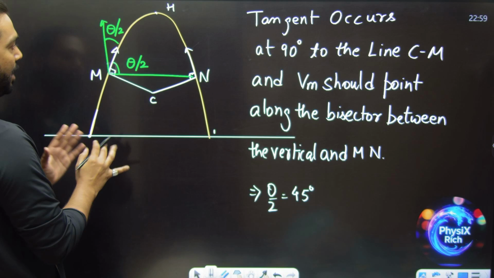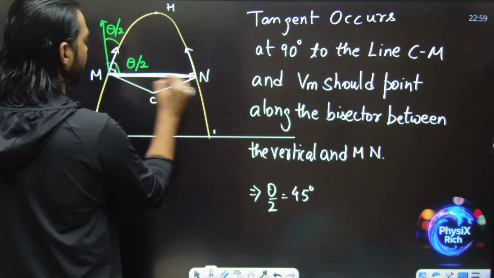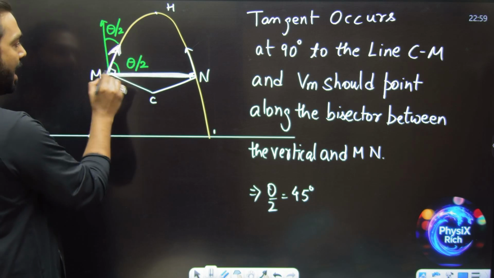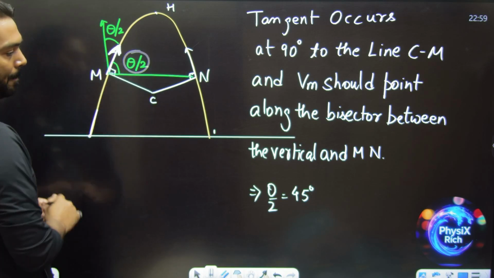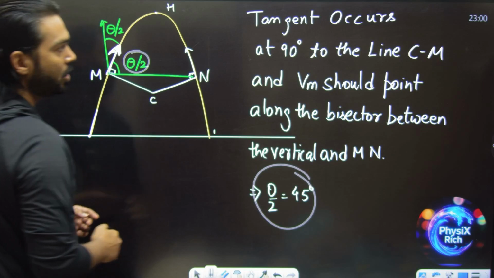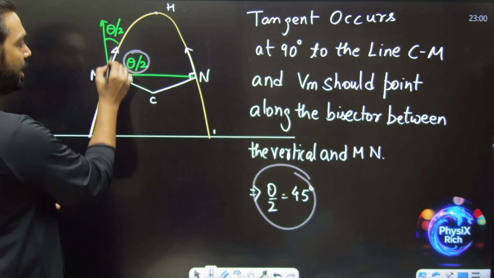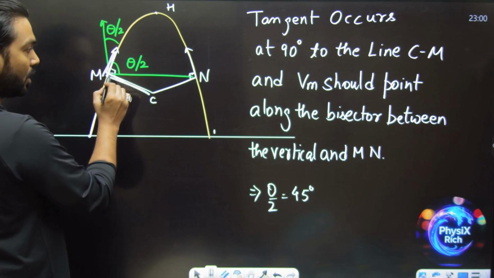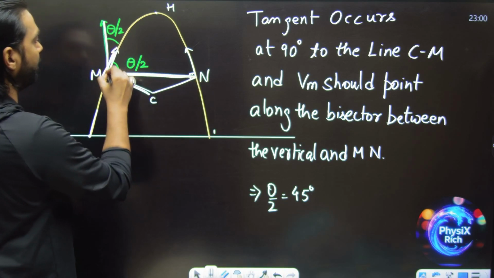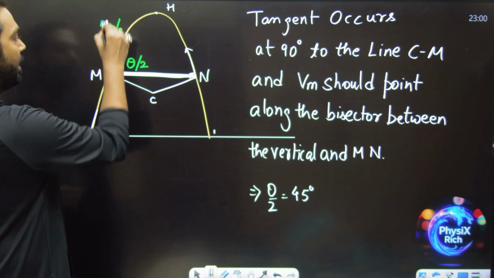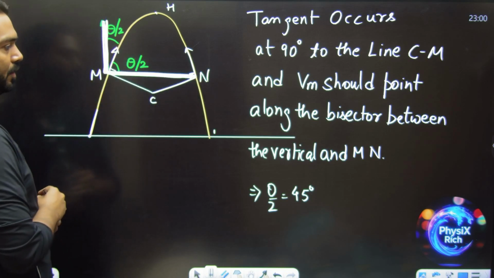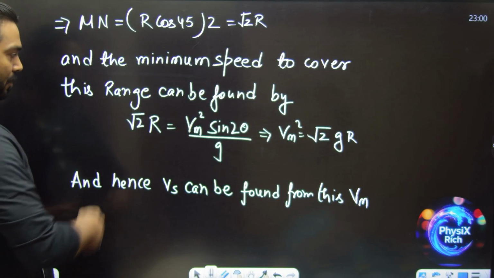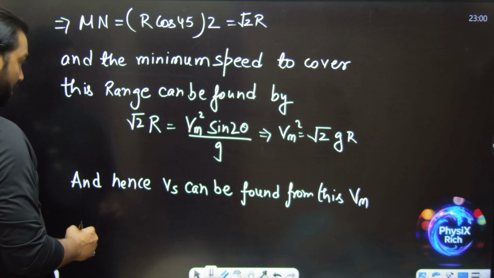So here's what is happening. Here, this becomes the range. All right. This becomes the range. And this becomes the velocity of projection at m. And that's why theta by 2 must be 45 degrees. So the tangent occurs at 90 degrees. The tangent is 90. All right. And Vm should also point along the bisector of this angle. Okay, Vm should also be the bisector of this angle, and that's only possible if this theta by 2 is 45 degrees.